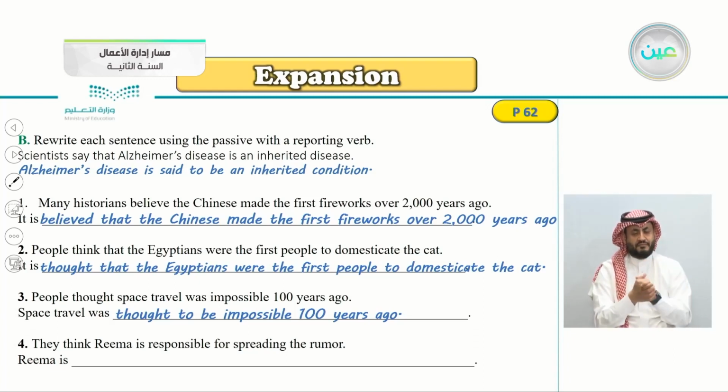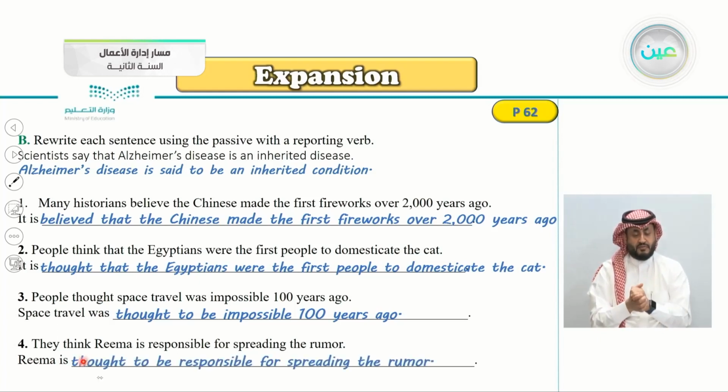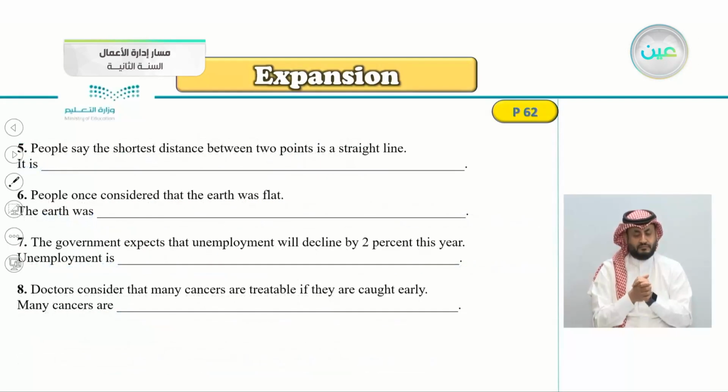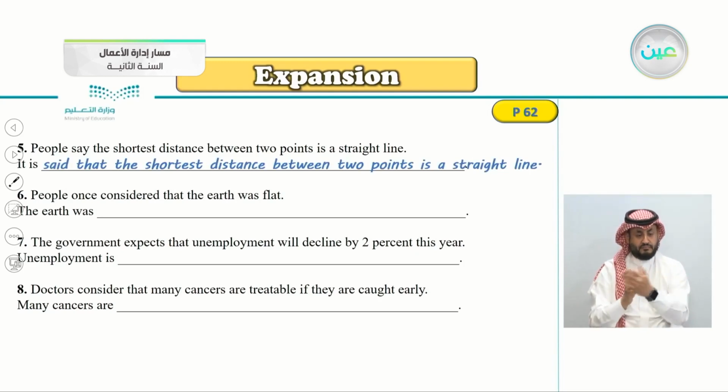Number 4, they think Rima is responsible for spreading the rumor. They think, so we have think here. So what do we say here? Rima is, yes, very good. Rima is thought to be responsible for spreading the rumor. Number 5, people say the shortest distance between 2 points is a straight line. So it is, yes, it is said that the shortest distance between 2 points is a straight line.